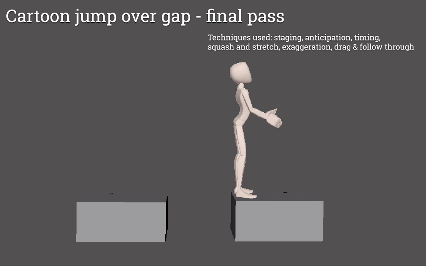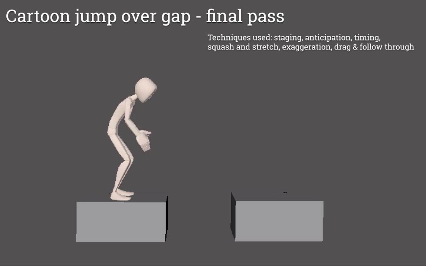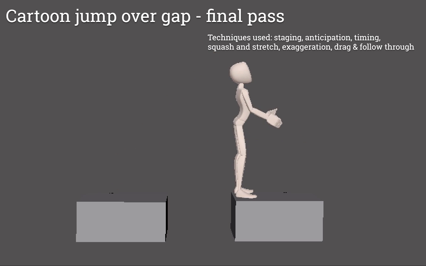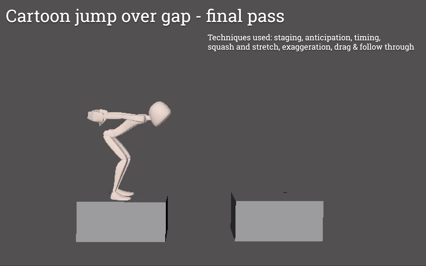Appeal is creating a character that is literally appealing to the audience. This can of course be done through the design and look of the character, but also through posing and exaggeration to really convey the feel of the character.